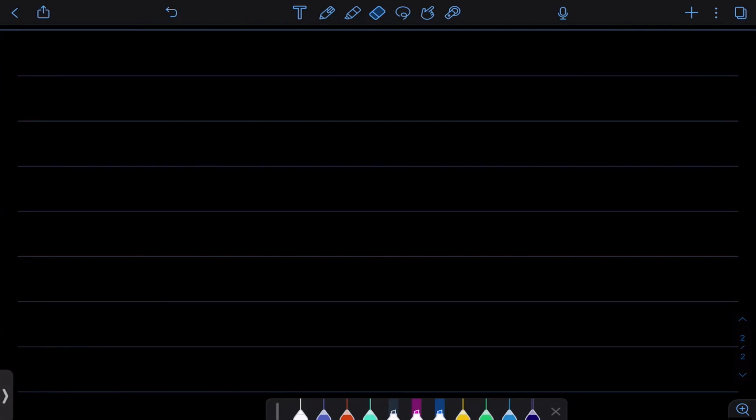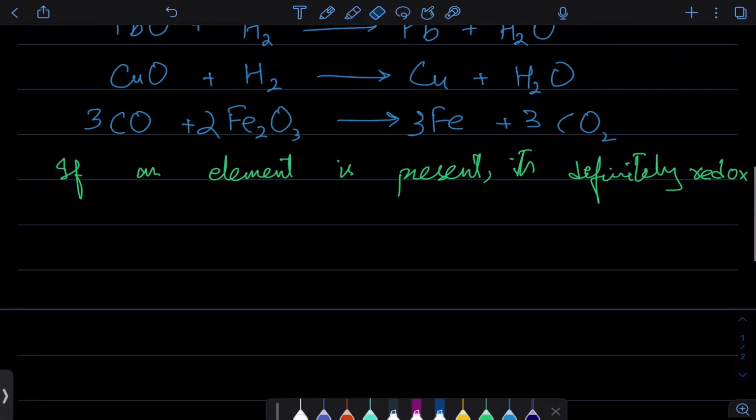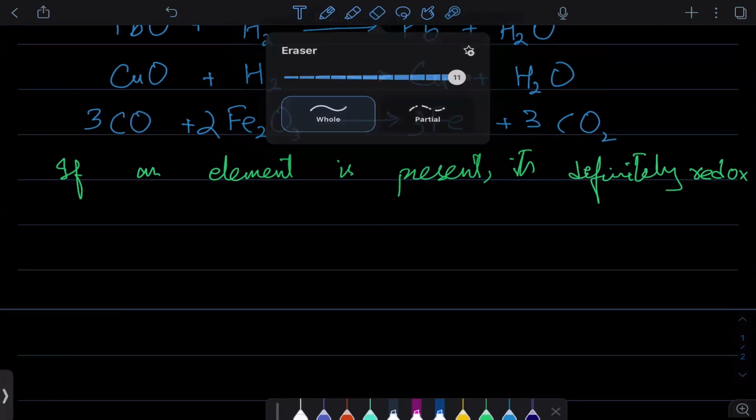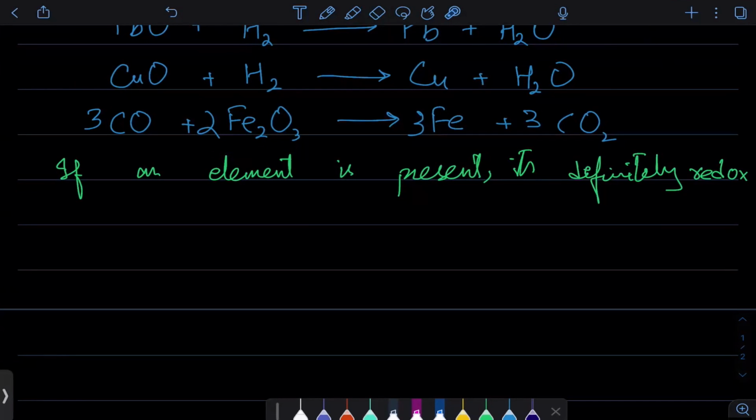Similarly, reduction भी तो यही हो रही है. जैसे अभी यहाँ पे हमने देखा, अगर एक चीज ऑक्सीडाइज हो रही है, जैसे यहाँ पे कार्बन मोनोऑक्साइड ऑक्सीडाइज हो रही थी, so iron oxide is clearly being reduced.